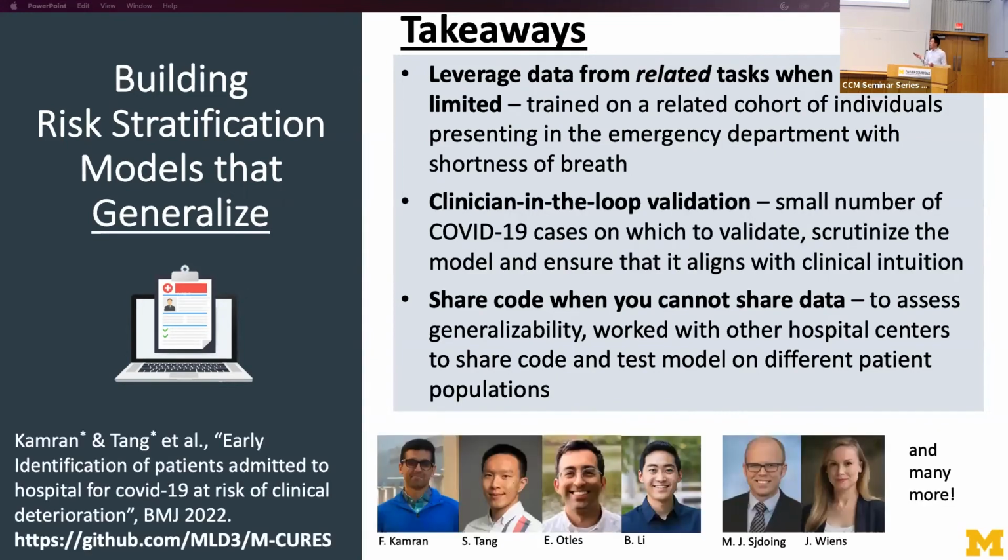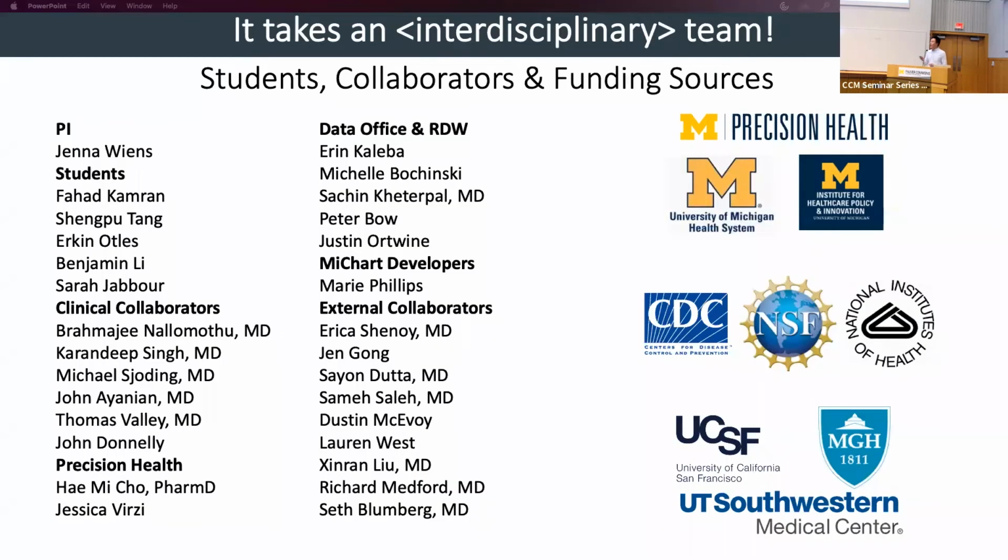And I want to once again mention the publication, which contains more details because I only have 10 minutes to talk through. And our code for the model and pre-processing is also publicly available online. And I want to also highlight the lead student authors, including Fahad Kamran, myself, Erkan Nautilus, and Benjamin Lee, and the 2 lead senior authors, Dr. Michael Schoding and my advisor, Janet Wings, and many more of the collaborators who contributed in various aspects to this project and all the funding sources. Thank you.